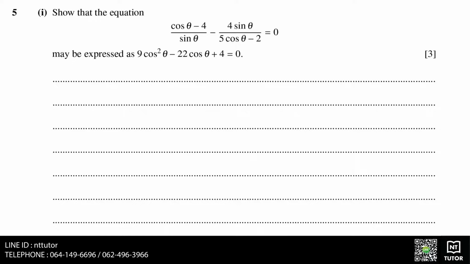Show that the equation (cos theta minus 4) divided by sine theta minus (4 sine theta) divided by (5 cos theta minus 2) equals 0 may be expressed as 9 cos squared theta minus 22 cos theta plus 4 equals 0. This means that we want to rearrange the first expression so that it looks like the second expression.